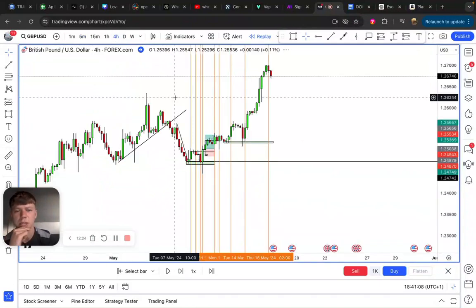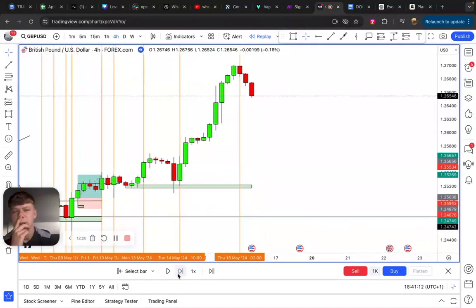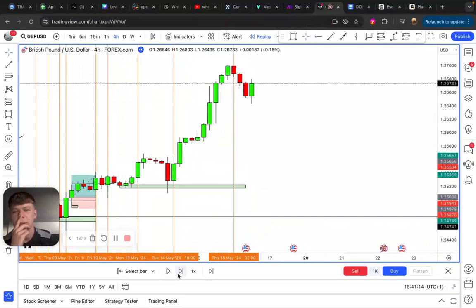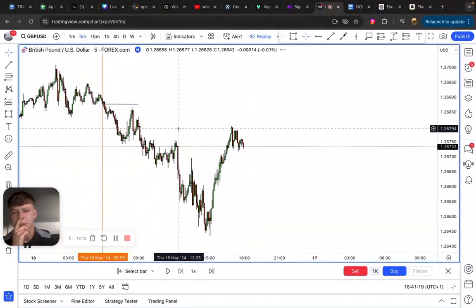Alright, this is just the reality of it. This is just how I trade. So 3 bearish candles, see if we can get a bullish. Right, let's have a look at this 5-minute structure. This 5-minute structure looks good to me.